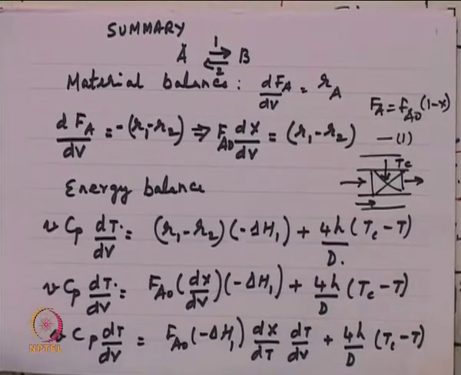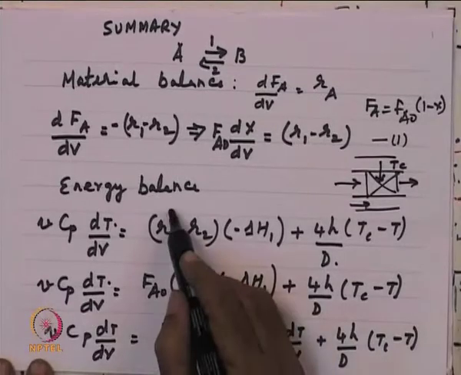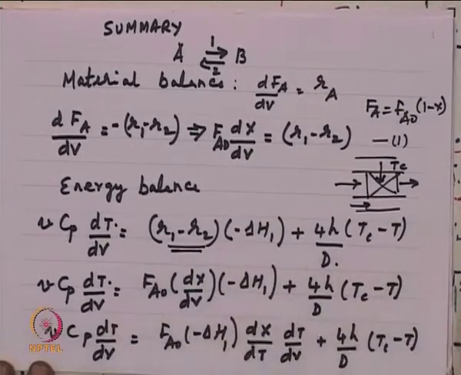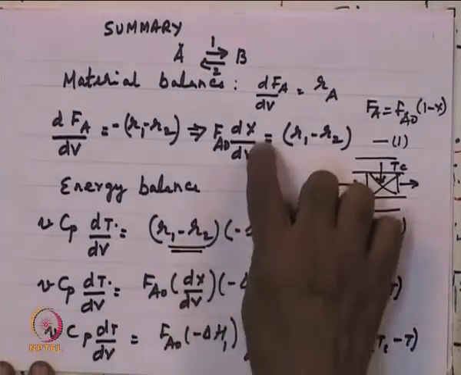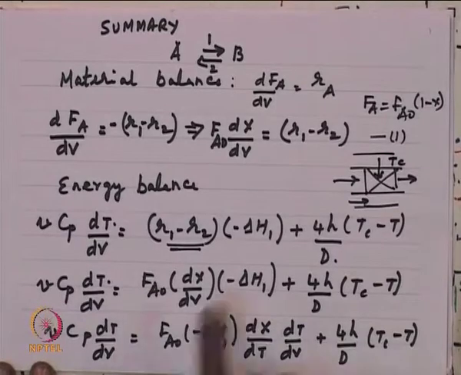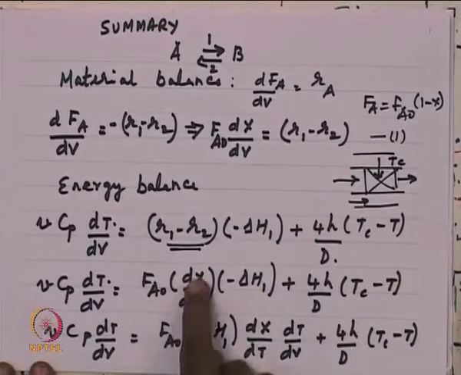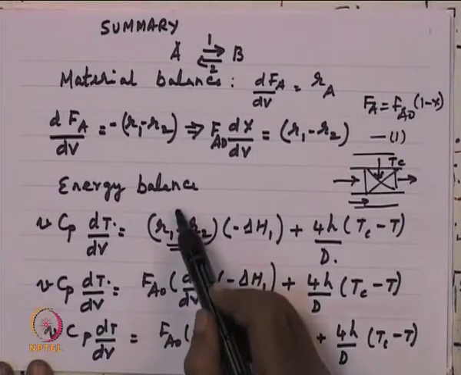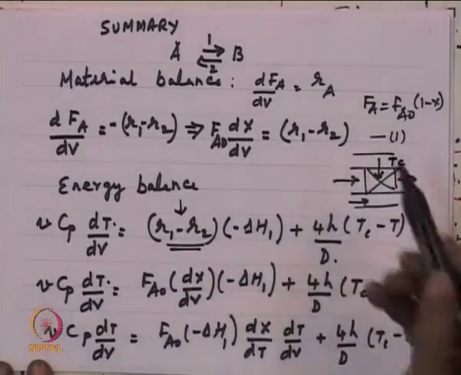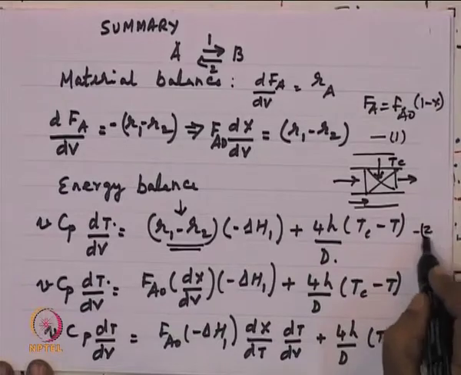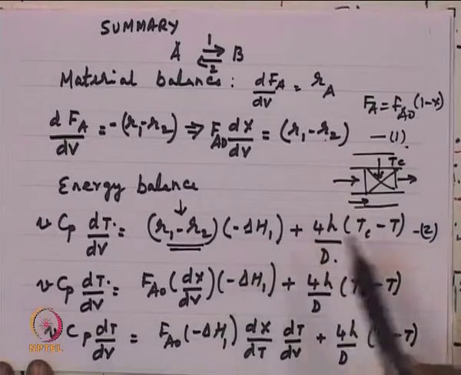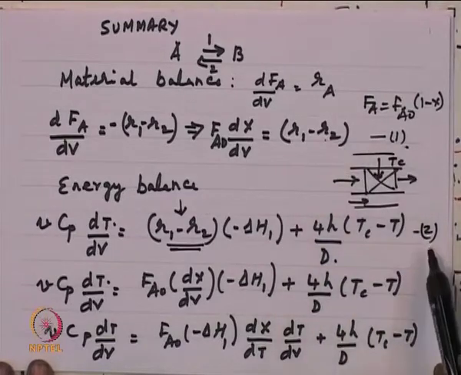Now, what we have done: since R1 minus R2 is a very large quantity, we try to replace it using the material balance. So, R1 minus R2 is what? Fa0 dx/dV. V cp dT/dV is on the left hand side, so we have knocked out this term and replaced it. If I call this equation 2, what we have done is replace R1 minus R2 from equation 1 in equation 2.